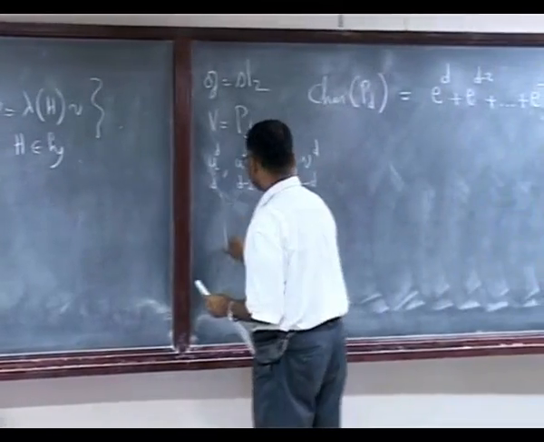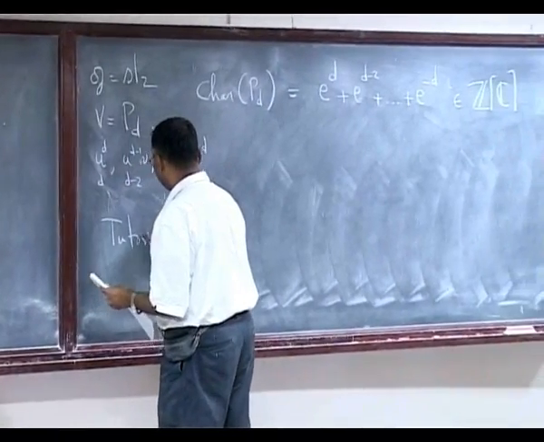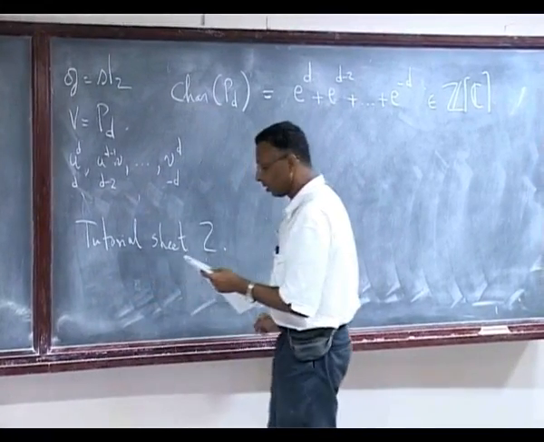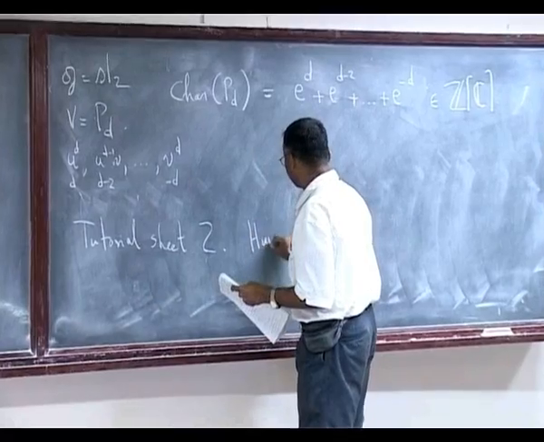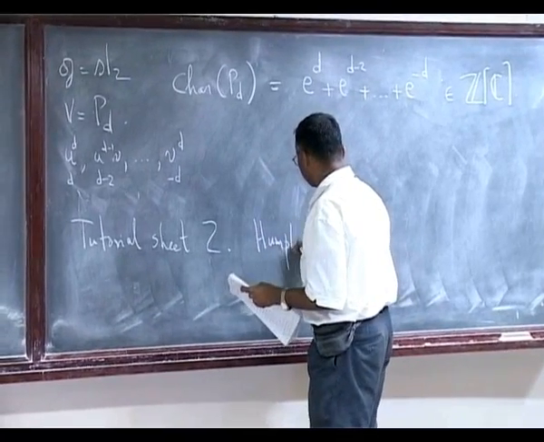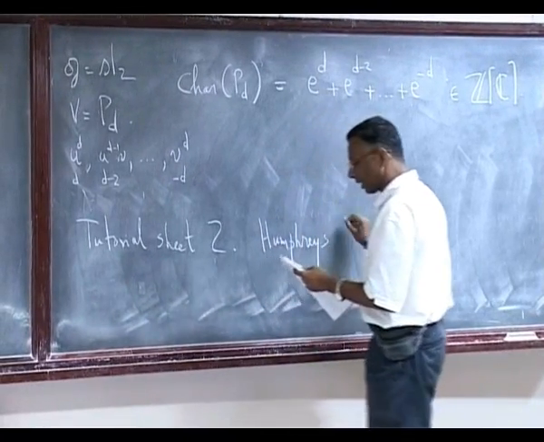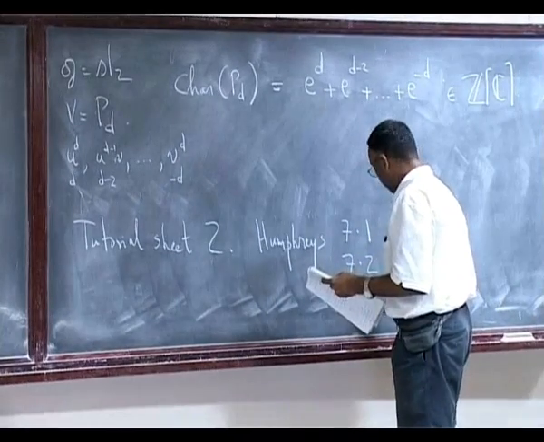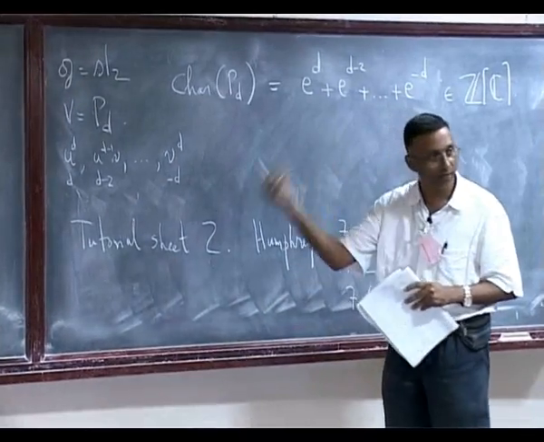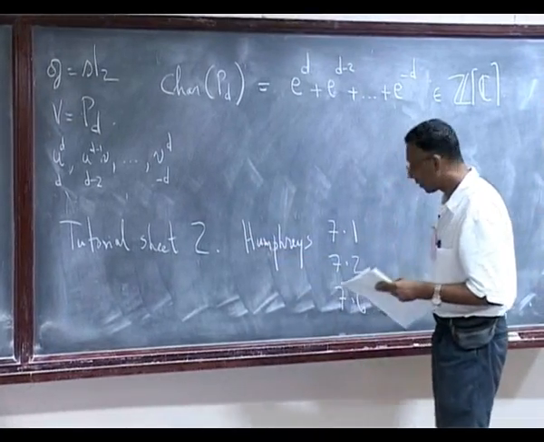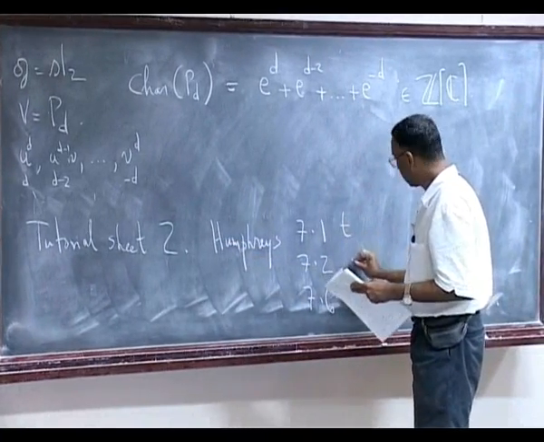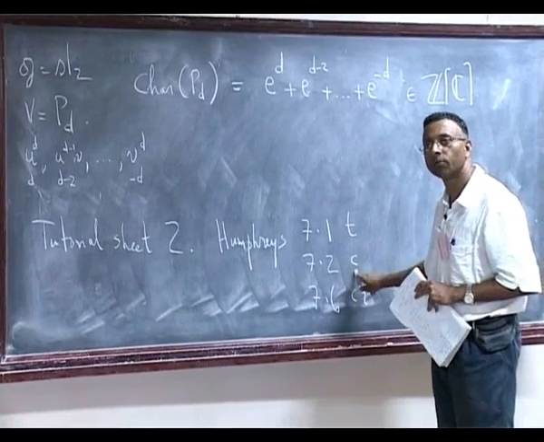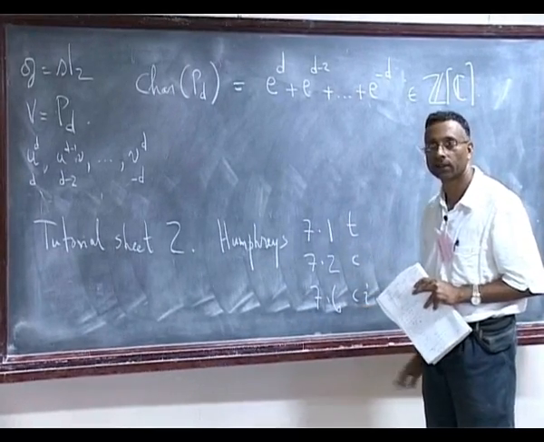These are out of Humphreys, tutorial sheet 2. So Humphreys 7.1, 7.2, 7.6, in addition to whatever I've assigned now, and let me put some comments in front of them. I call this T, C, I, where T stands for theoretical, C for computational, I for important.